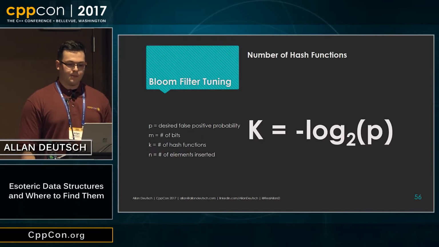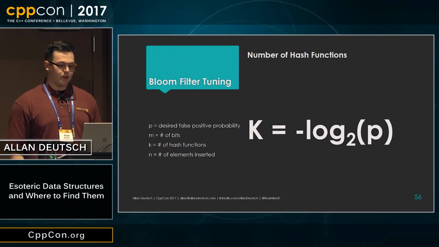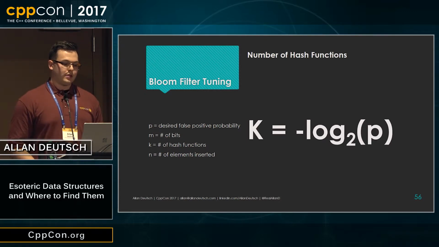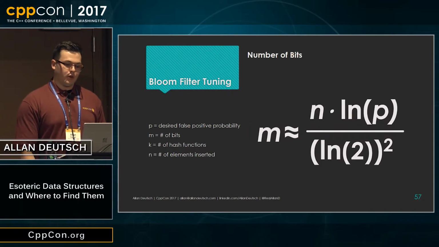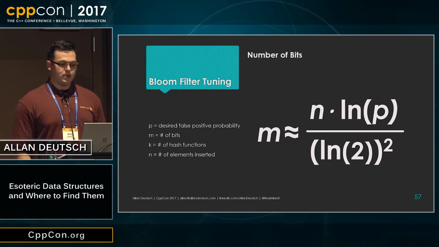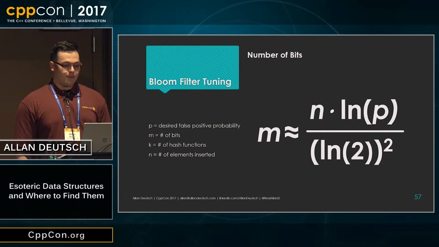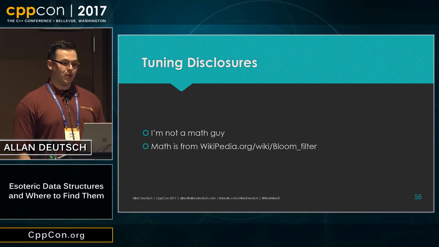So let's look at how that works. If we have a number of hash functions k, then we can set that based on the negative log 2 of p, where p is the desired false probability rate. The other thing that you might want to tune is the number of bits, or otherwise the memory footprint of your Bloom filter. So in this case, m will represent the number of bits, n is the number of elements inserted, and p is, again, your desired false probability rate. So that's the equation for figuring out how many bits you want. As a small disclosure, I'm not really a math guy, and I just kind of took the math from Wikipedia, but it's probably right.